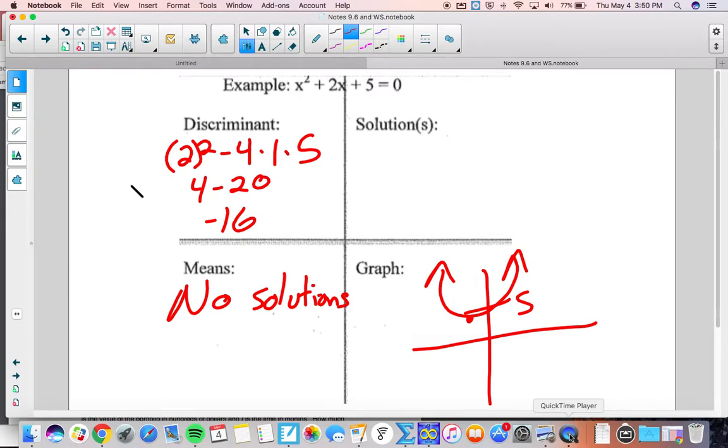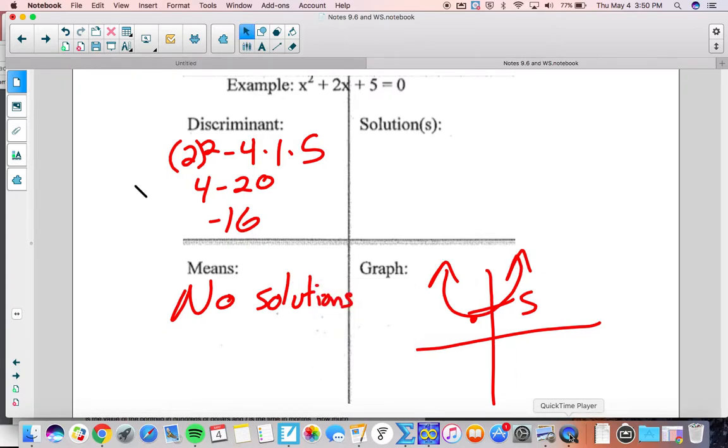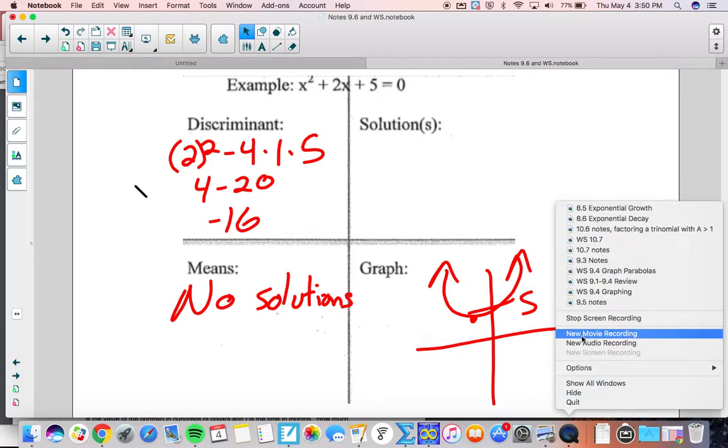Refer back to these notes as you calculate the discriminant to determine whether or not they have 2 solutions, 1 solution, or 0 solutions. The answer key might call those 2 imaginary solutions, but we're just going to call those no solutions right now in Algebra 1. You'll learn about imaginaries in Algebra 2. Yeehaw!